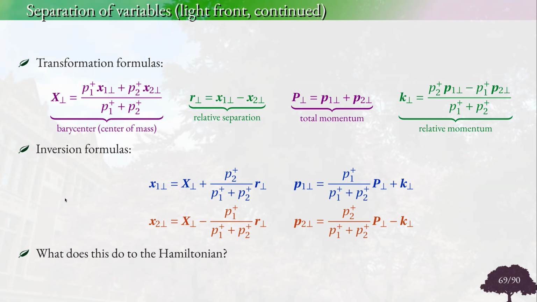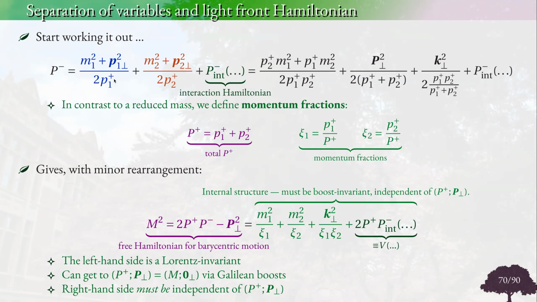The question then is, what does this do to the light front Hamiltonian? Well, start working it out. We have our terms from our dispersion relations for the free energy of the two particles, and we have an interaction Hamiltonian, which I put in kind of a dark green here. You can start working it out. Your mass terms end up having this kind of complicated mixture. And for your momentum squared terms, the algebra works out identically to the non-relativistic case.